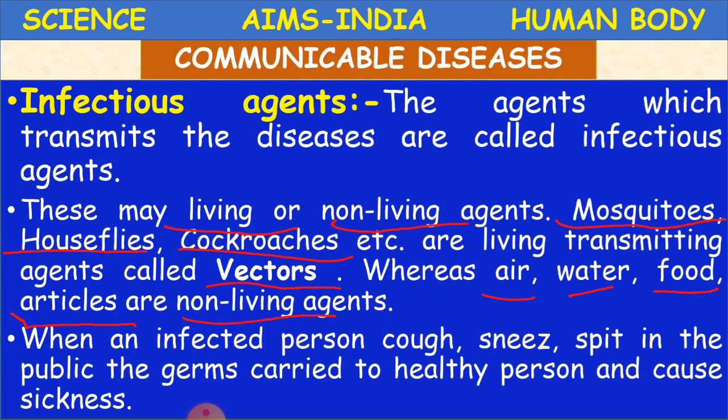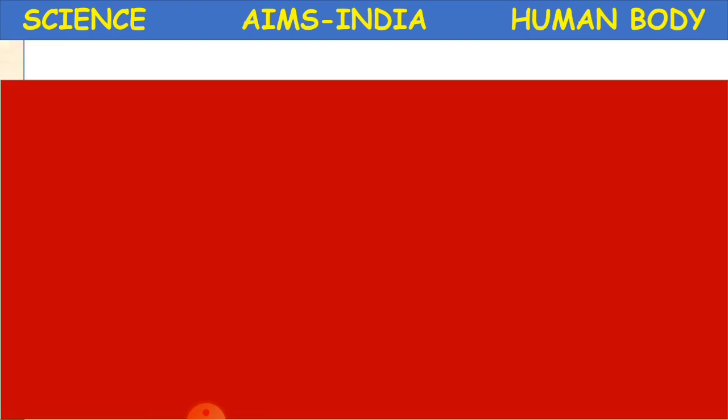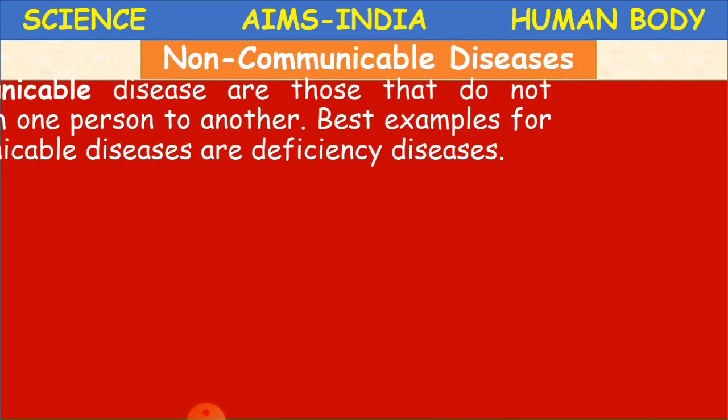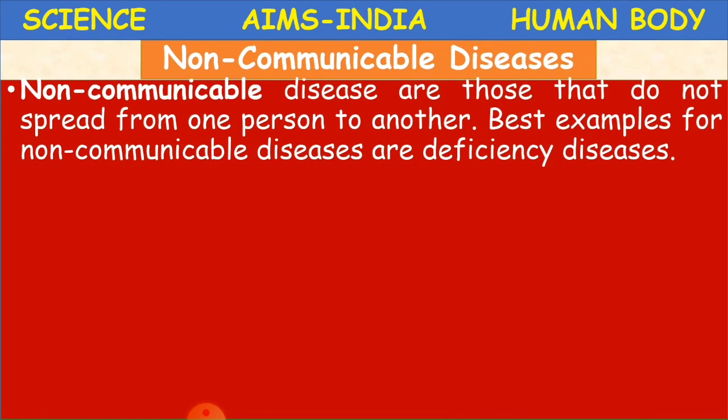Okay, clear? Now, non-communicable diseases. What are non-communicable diseases? They are those that do not spread from one person to another. Okay. The best examples of non-communicable diseases are deficiency diseases. So, what are non-communicable diseases, children? They are not going to spread from one person to another person.